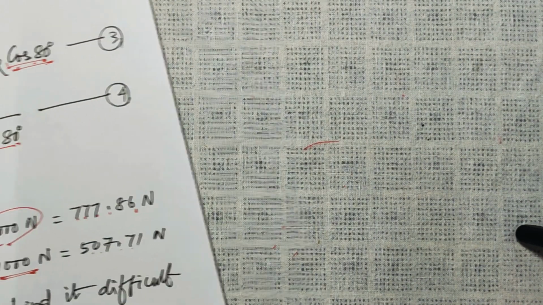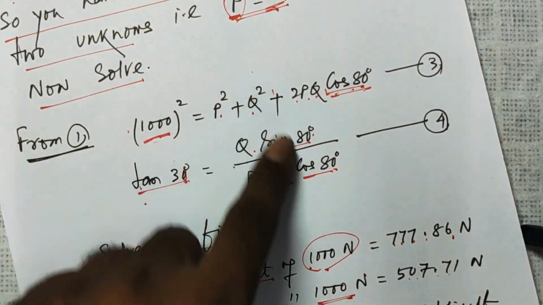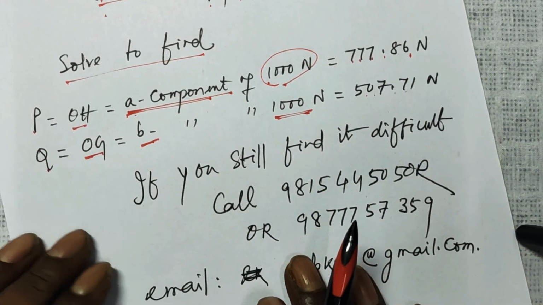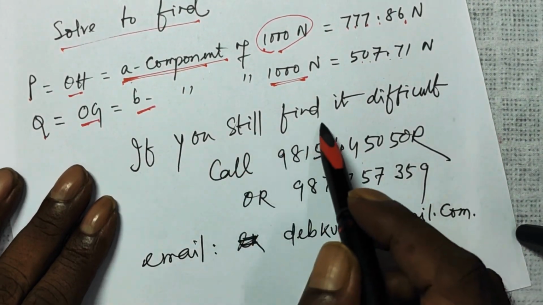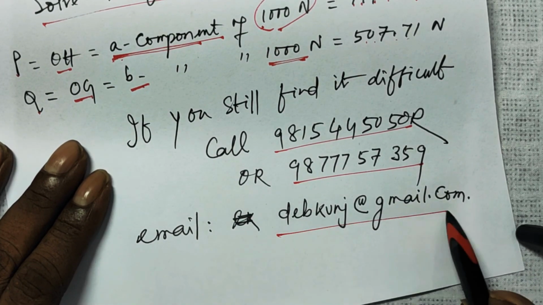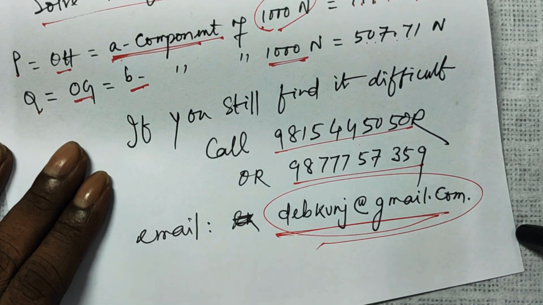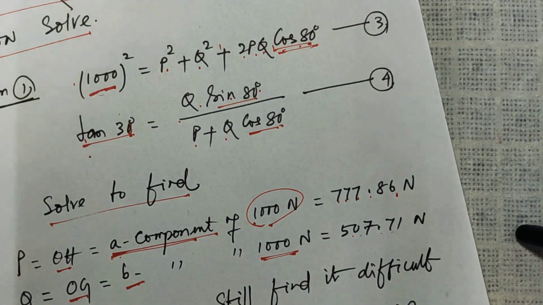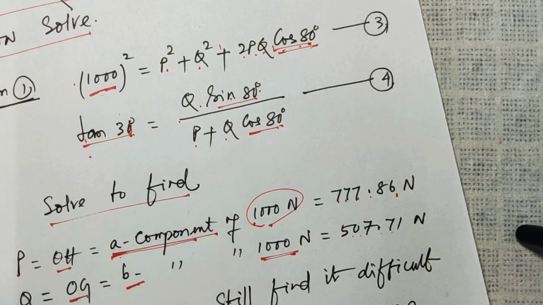If you still have any problem solving these two equations, because there are two equations and two variables, you can solve it easily. If you still find it difficult, call me at this number or send a mail at this address. And these questions are for engineering students, not for school students preparing for competitive exams. So that's how it is.